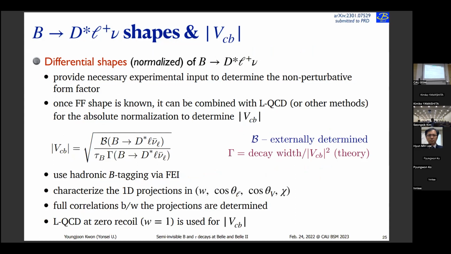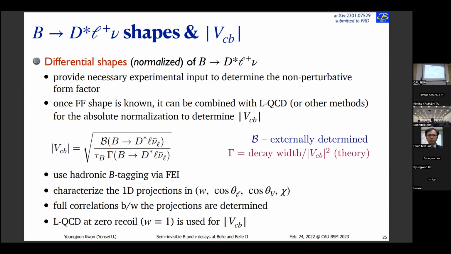And this new analysis is focusing on the shape measurement. So in this case, we do not pay any attention to matching the overall scale. We only obtain the normalized shape. Then we feed back this shape information to compare with the lattice prediction and other theoretical models, in conjunction with the externally determined branching fraction. Then combining all this, we can extract the Vcb value.